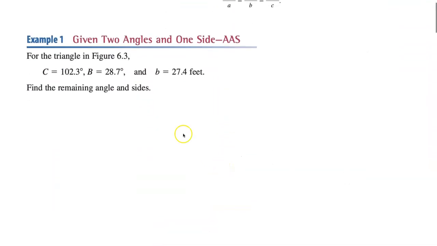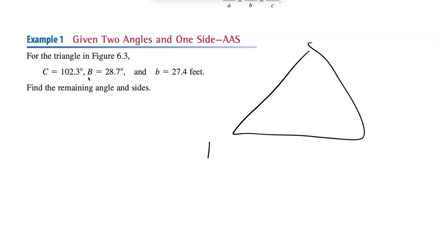So this is our first example. For the triangle in figure 6.3, I didn't draw it, so we'll just draw it ourselves. Here's A, B, C, doesn't really matter. Angle C is 102.3, angle B is 28.7, and side b is 27.4. Find all remaining sides and angles. So we want to find everything that's missing.